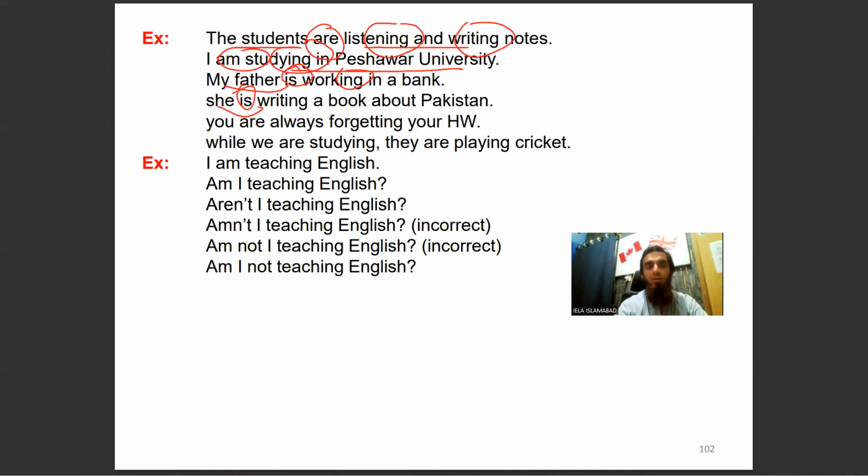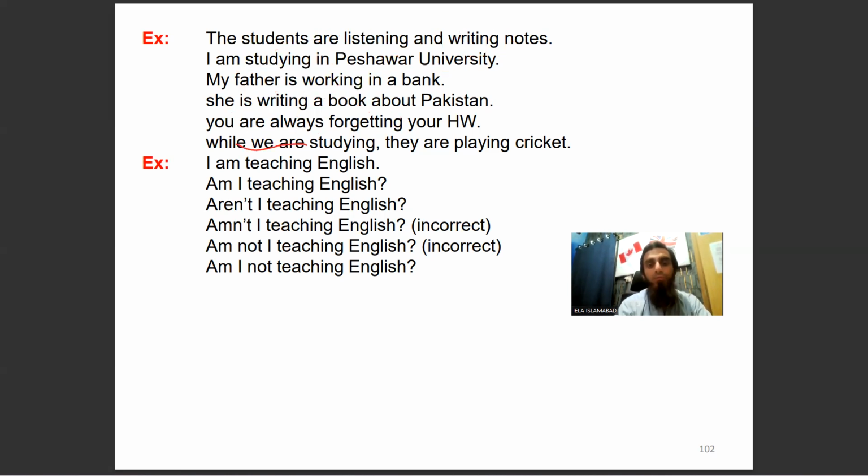She is writing. You are always forgetting your homework, right? You're always forgetting your homework. So it shows the anger, which we talked about earlier, that always in present continuous shows sometimes the speaker's anger. You're always speaking fly. You're always unserious. You're always not doing work. You're always talking too much, right? So this can be used with the anger of a speaker, right?